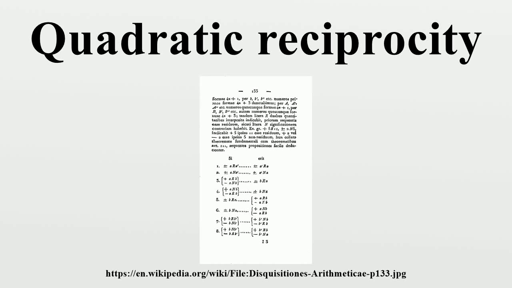In number theory, the law of quadratic reciprocity is a theorem about modular arithmetic that gives conditions for the solvability of quadratic equations modulo prime numbers. There are a number of equivalent statements of the theorem.